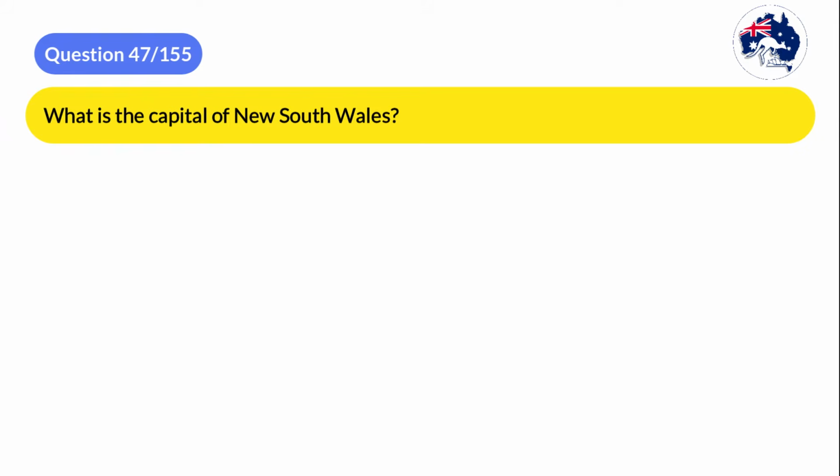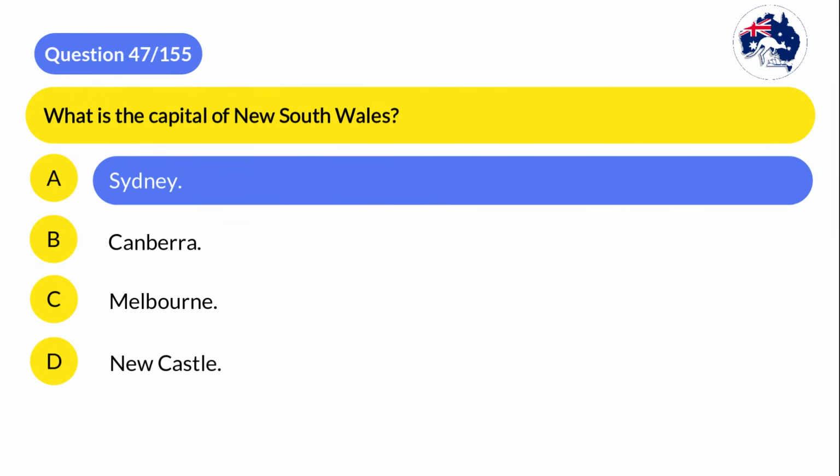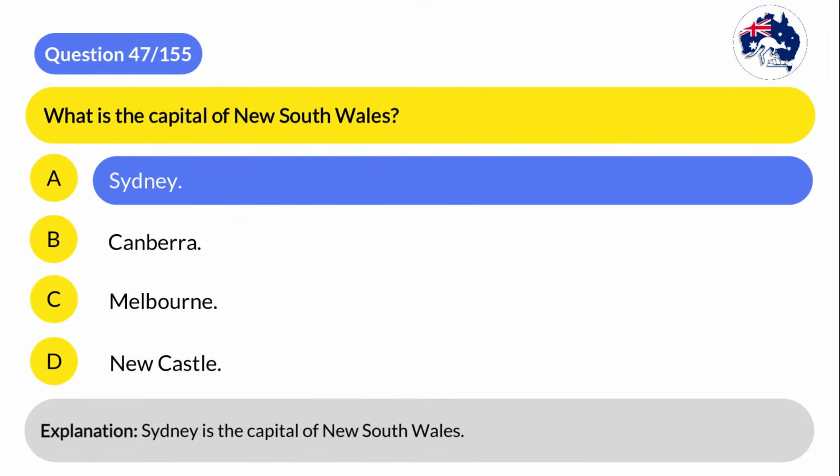Question 47. What is the capital of New South Wales? A. Sydney. B. Canberra. C. Melbourne. D. Newcastle. The correct answer is A. Sydney. Explanation: Sydney is the capital of New South Wales.